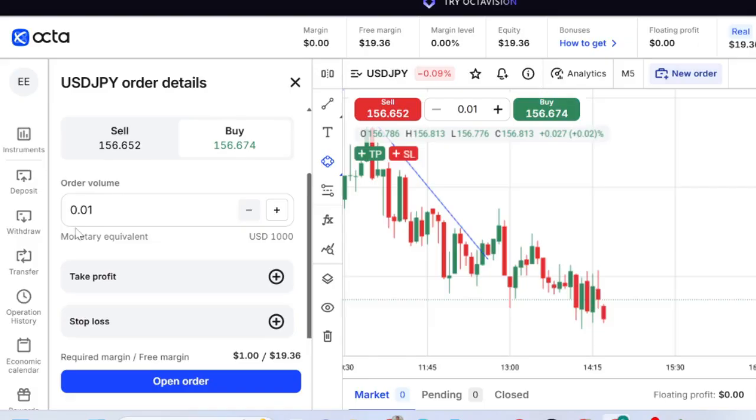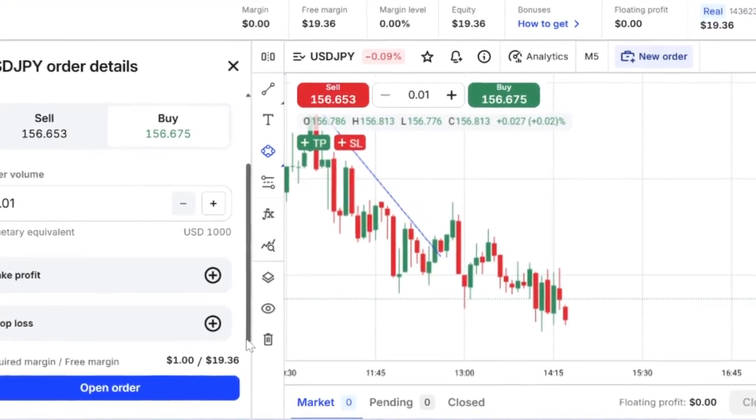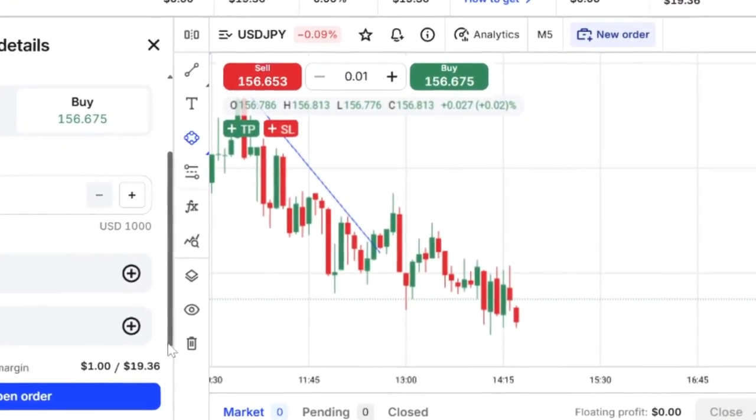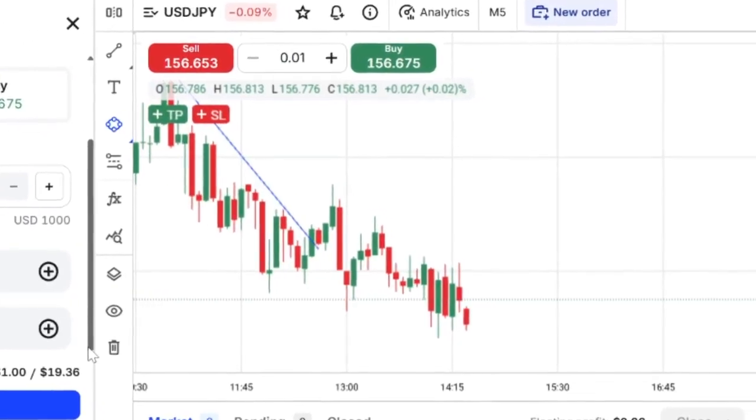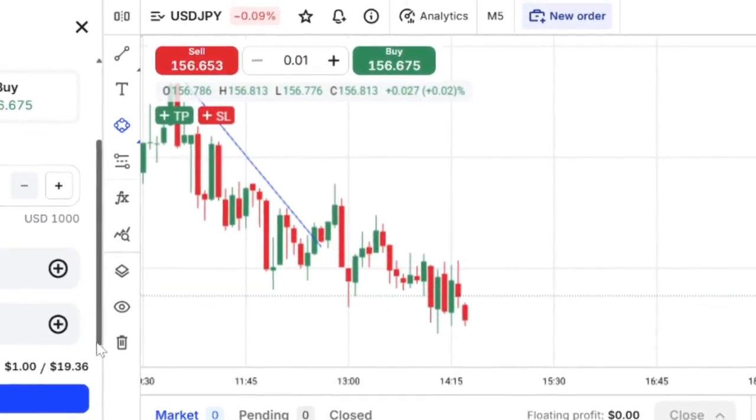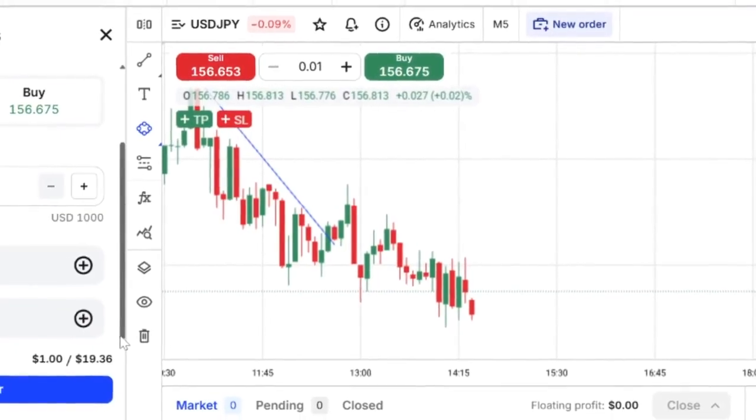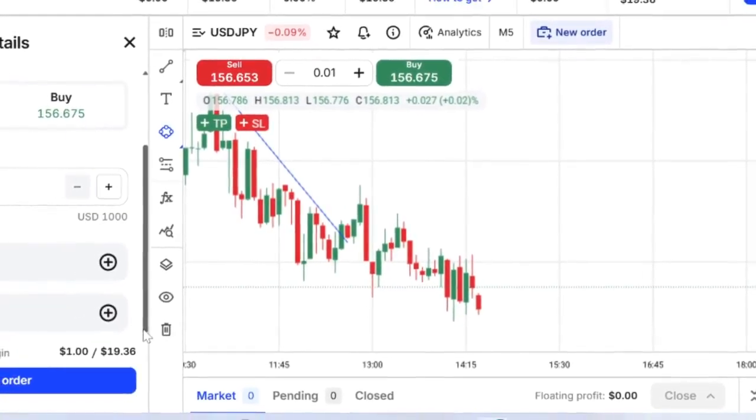So once you're done with that, you see you're okay, you click open order. Once you click open order, the market will open right away. Let me do it for you. Let's assume that I'm settled with everything. I just click open order. You can see the market has opened a new order for me at this point. You can see it here. I'm only doing this as a sample for you to understand.